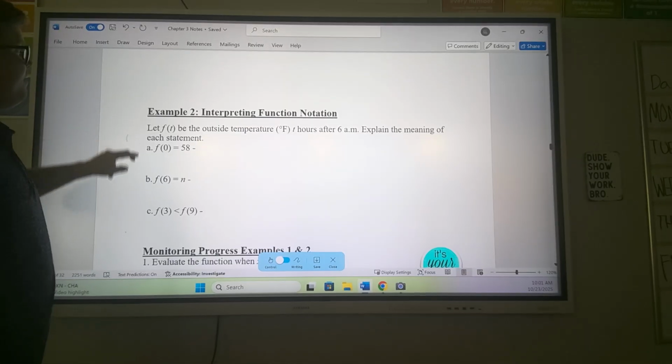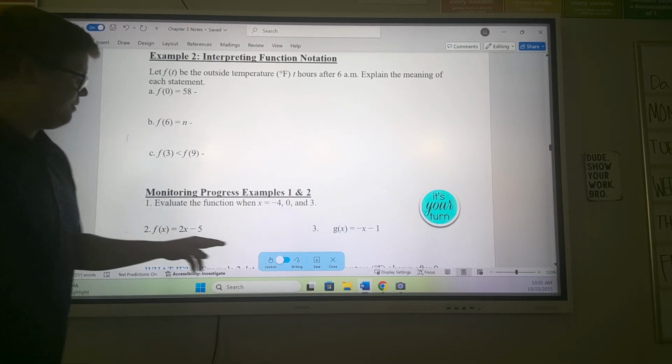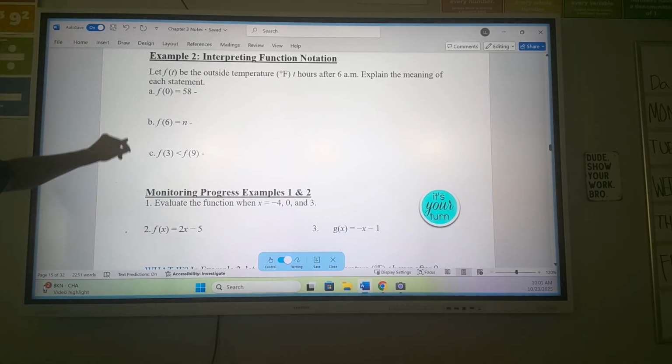We're going to interpret function notation. Now, we've talked about interpret before. Interpret just means to explain what it says. That's all we are doing. We are writing down what these functions said. So we read the directions. Let f of t be the outside temperature in degrees Fahrenheit, t hours after 6 a.m. Explain the meaning of each statement.